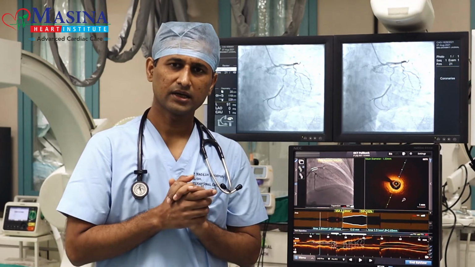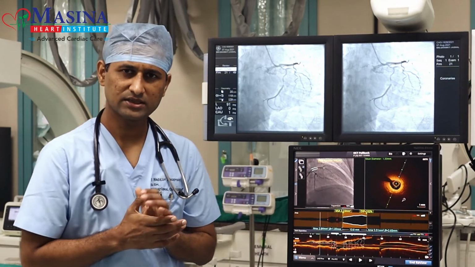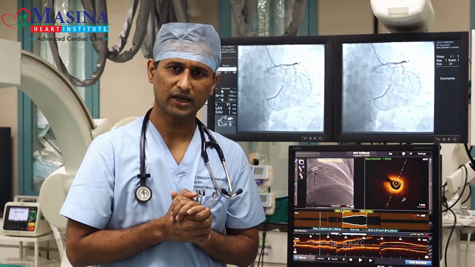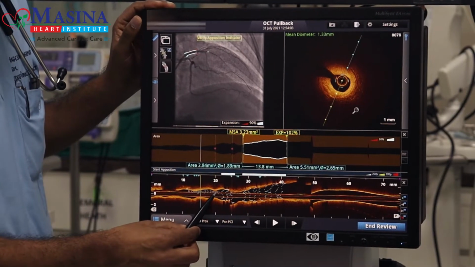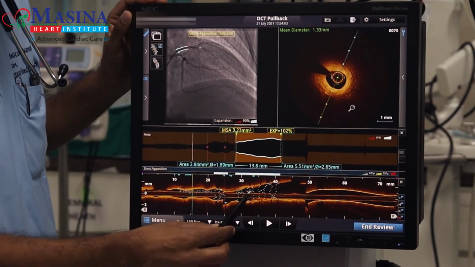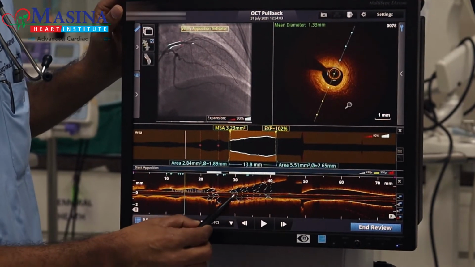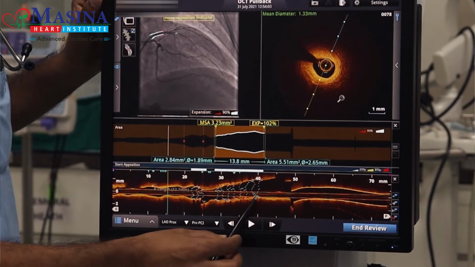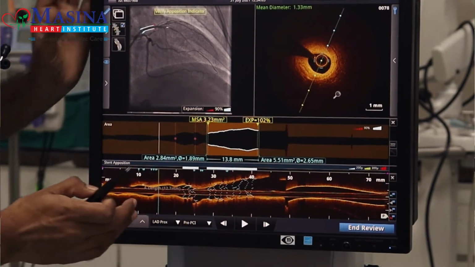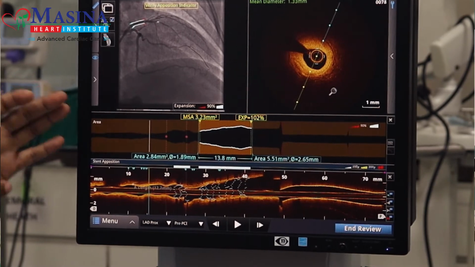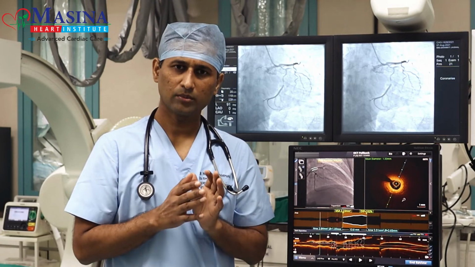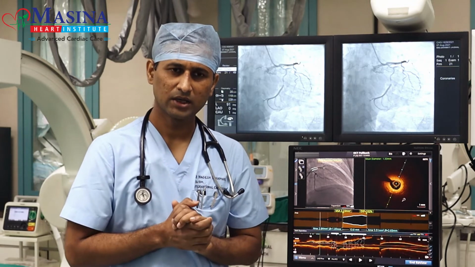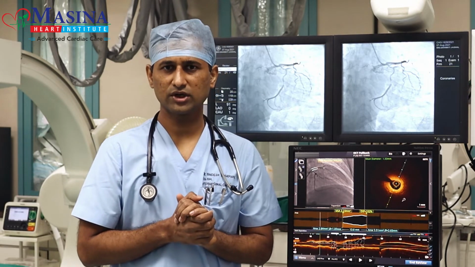OCT, being an intracoronary imaging technique, has great potential to help us optimize the outcomes of PCI. OCT tells us about the vessel wall before the angioplasty, and also tells us about the stent expansion after the angioplasty. It gives an idea about edge dissection, under expansion, and malapposition, and all these problems can be rectified before we send the patient out of the cath lab, and in the long run the patient gets a good result.